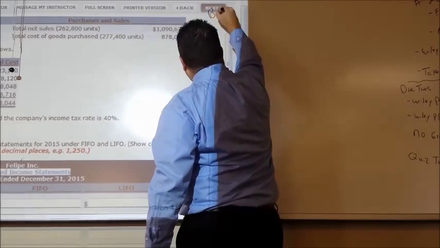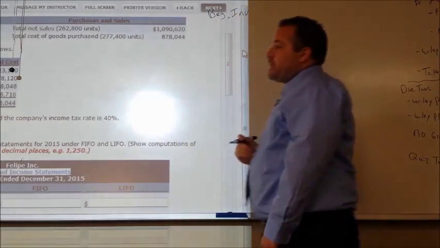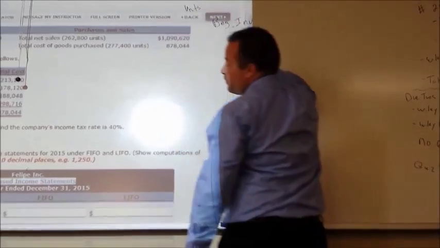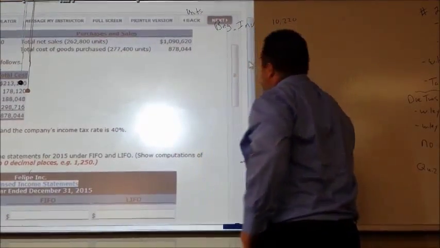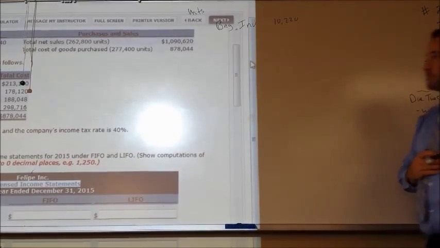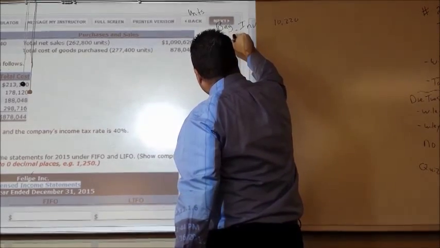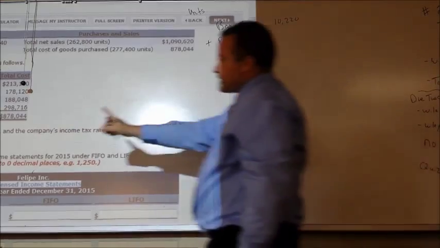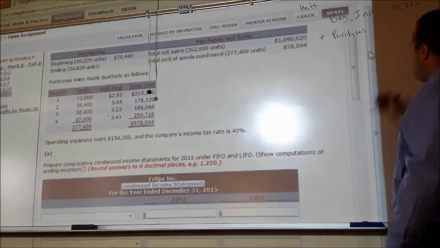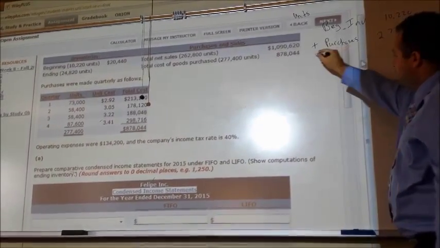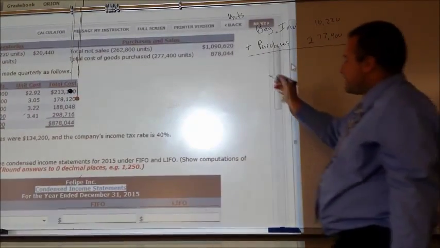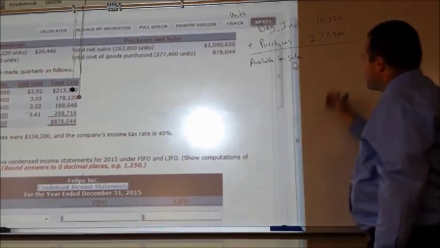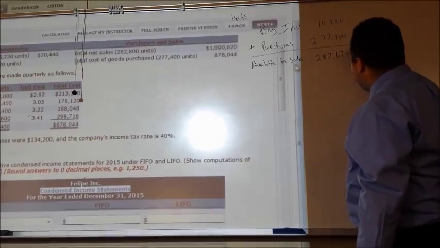To get cost of goods sold, remember this formula I had on the board last time. We take our beginning inventory. I'm doing this side over here in units. We had 10,220 units. And then you always want to add in your purchases, what you had before plus what you just bought. I just bought 277,400 units. Again, that tells us how much we have available for sale. So I have 287,620 units.